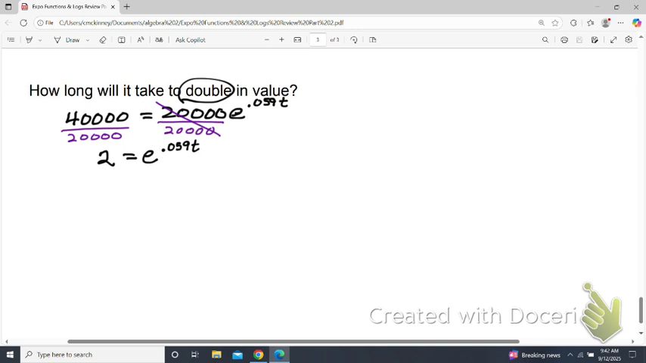And then just like we had done before, if I have a variable in the exponent, then I'm going to need to use logs to get it down out of the exponent. And in this case, because we're looking at E, we see E, then I know I need to use natural log to get rid of that. And natural log over here. And then E 0.059t.